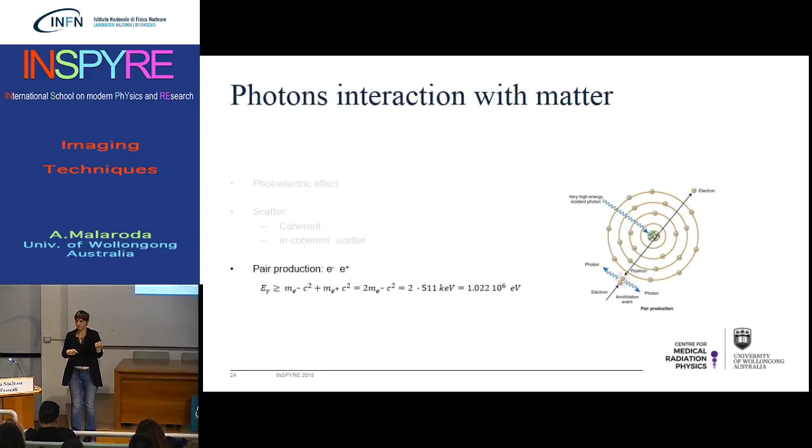Conservation of mass energy. So it needs to have an energy equal or greater than the rest mass of the electron and the positron. So the incident photon needs to have at least 2 times 511 kilo electron volt. Otherwise, pair production cannot happen. And the good news for imaging is that we never use that kind of energy. So pair production doesn't happen.